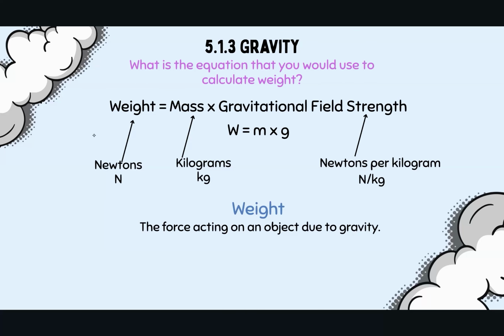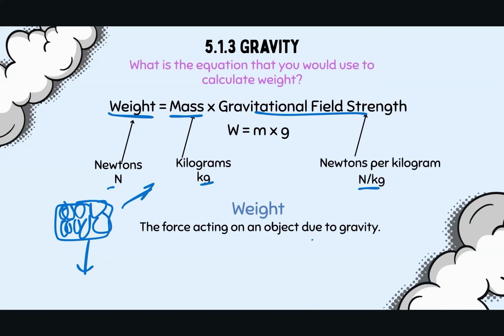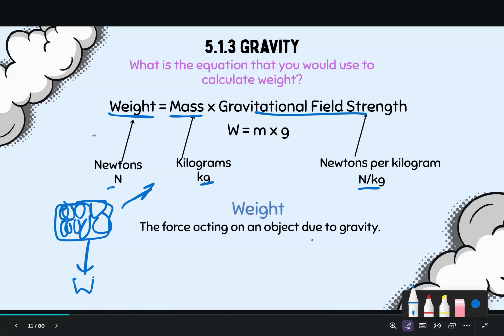Okay, gravity. How do you work out the weight of someone? Weight equals mass times the gravitational field strength. Weight is measured in newtons because it's a force. Mass is measured in kilograms. And gravitational field strength is newtons per kilogram. Weight is the force acting on an object due to gravity. So, in other words, it's gravity pulling down on particles. The amount of particles you have is the mass. When gravity pulls down on those particles, then we have weight.